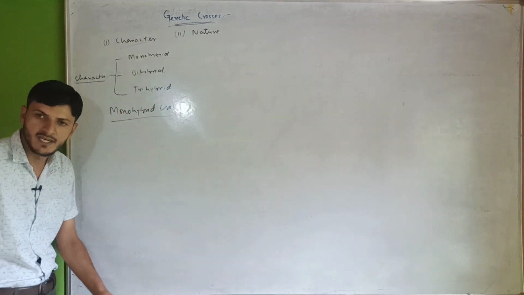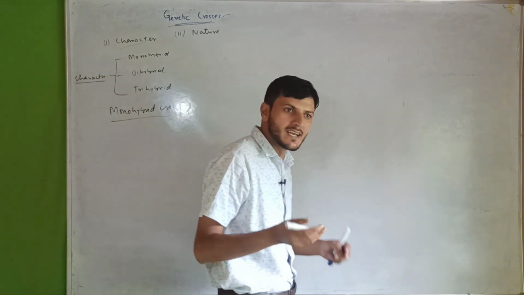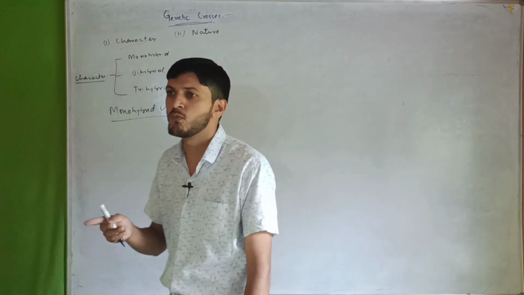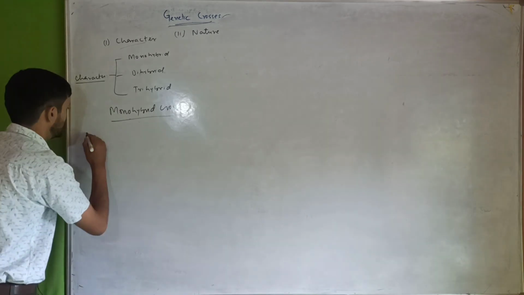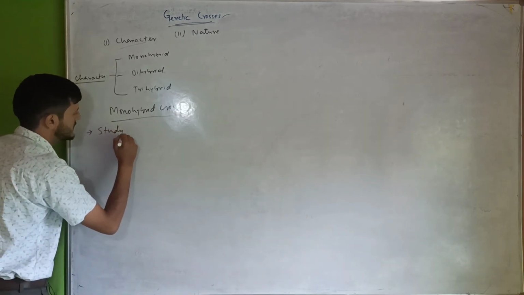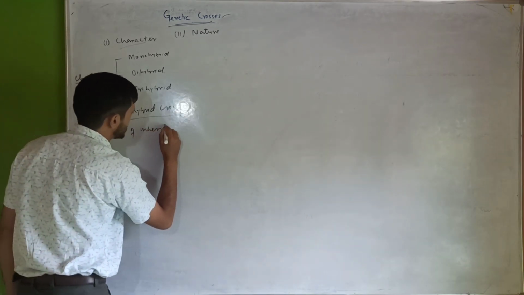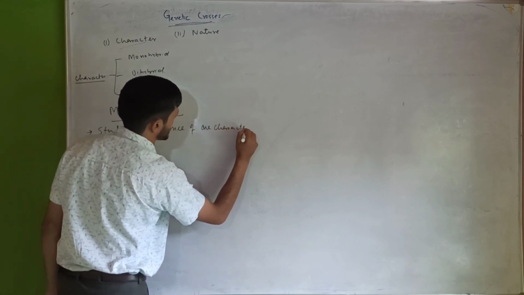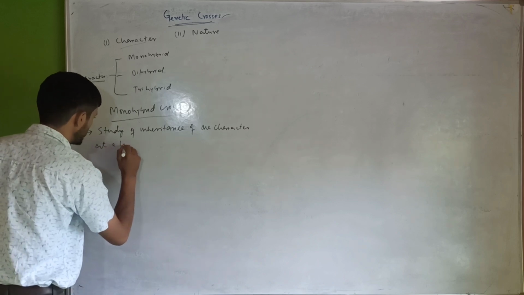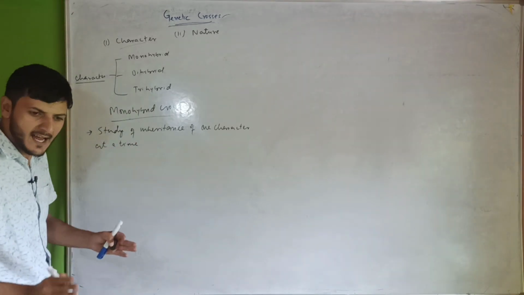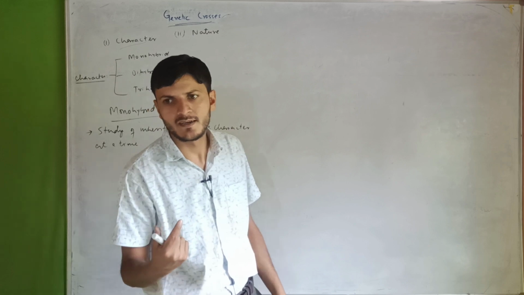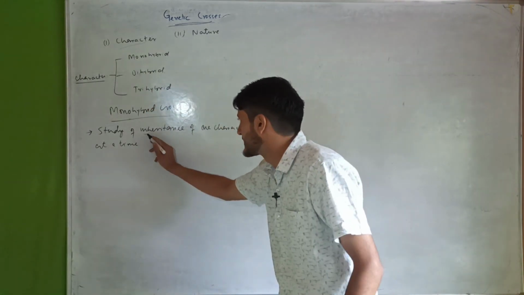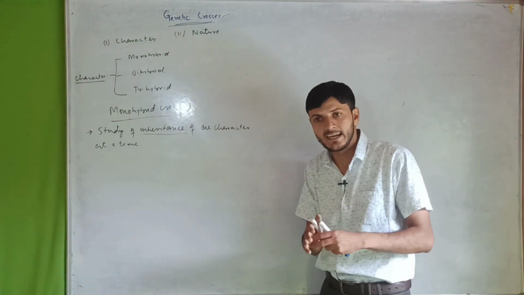What is monohybrid cross? Monohybrid cross is the cross in which we study the inheritance of only one character. It involves the study of inheritance of one character at a time. It means that at a particular time we study one character.